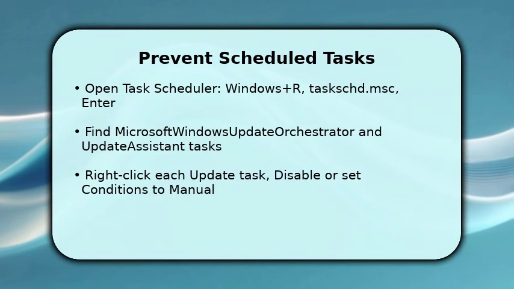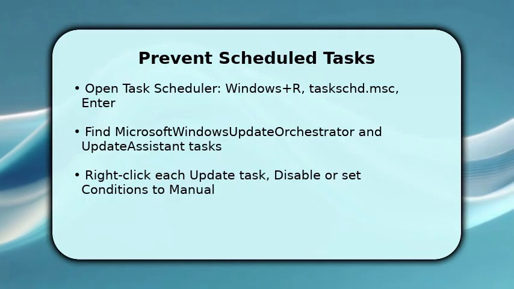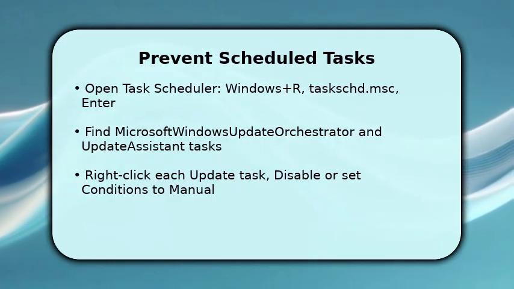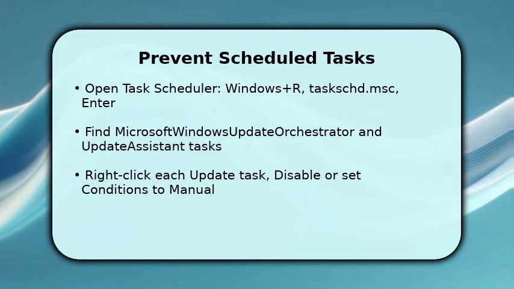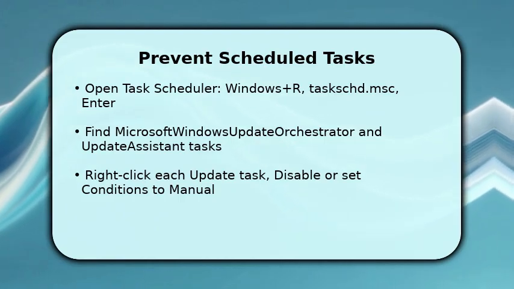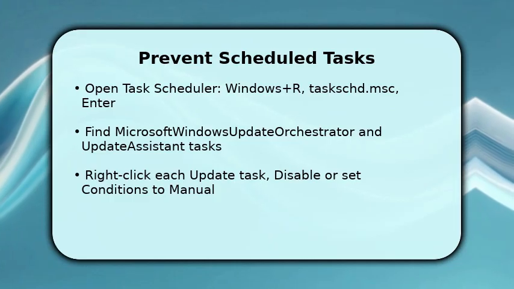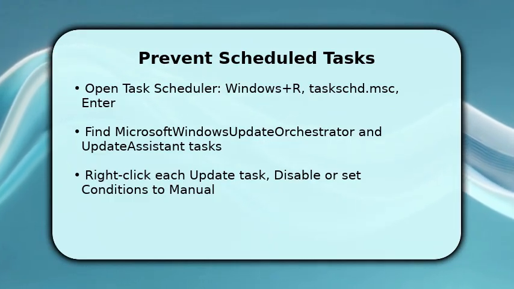Once the service is disabled, you must silence scheduled triggers. Press Windows plus R, run taskschd.msc to open Task Scheduler. Navigate to Microsoft, then Windows, and find Update Orchestrator plus Update Assistant folders.